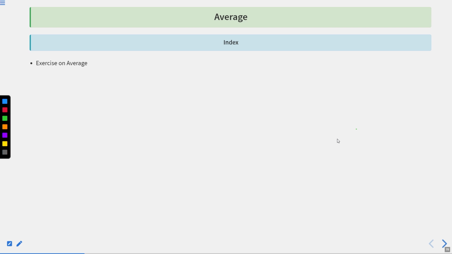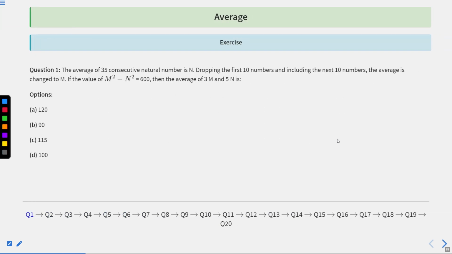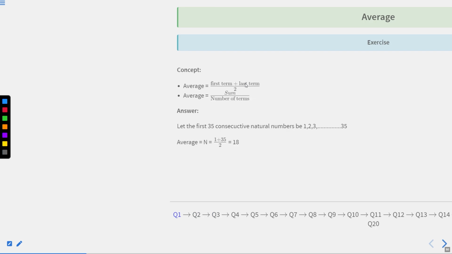So today we are going to mainly focus on exercises. So let us start with question number 1. The average of 35 consecutive natural numbers is n. Dropping the first 10 numbers and including the next 10 numbers, the average is changed to m. If the value of m square minus n square is 600, then the average of 3m and 5n is. So we have four options here and we have to see which of them is correct.